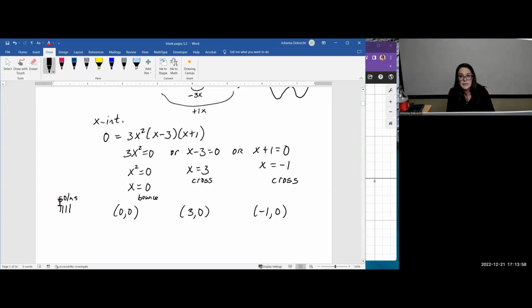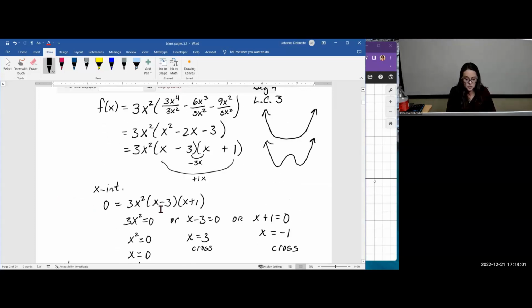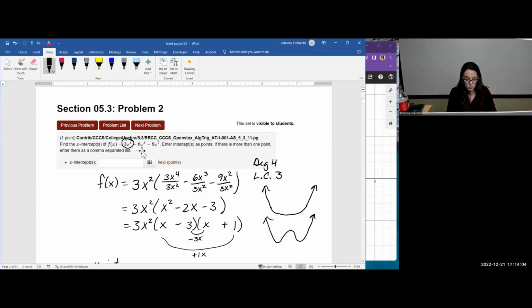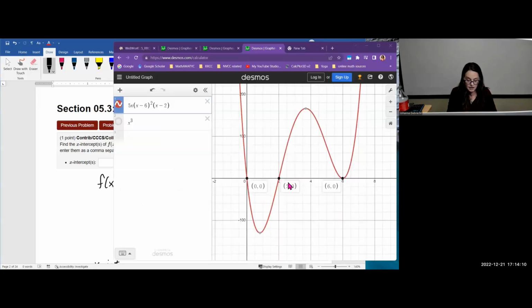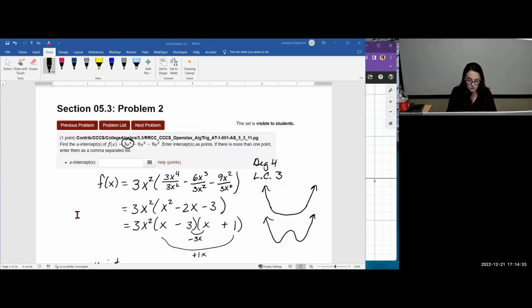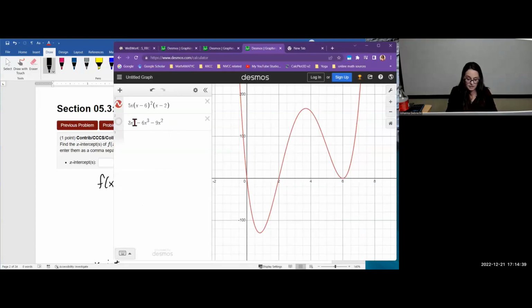Now let's put this one into Desmos and let's see if we can graph it. So our original problem was 3x to the 4th minus 6x cubed minus 9x squared. So 3, -6, -9. Okay. 3x to the 4th minus 6x cubed, I think it was, minus 9x squared. Okay, is that what it was? Let's make sure. 3, -6, -9, exponents 4, 3, 2.